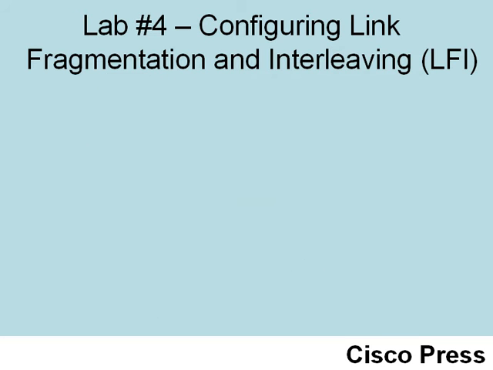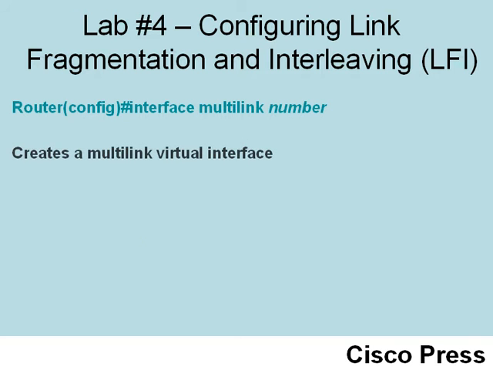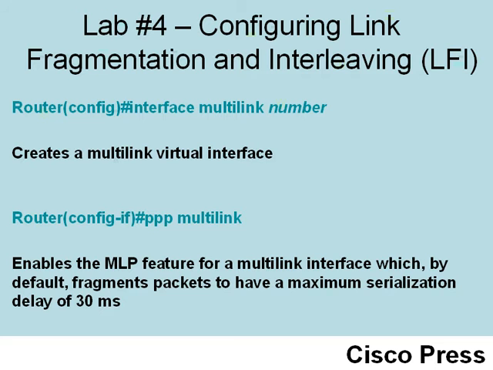Let's take a look at the syntax we're going to use. First, we are going to create a virtual interface, a multilink interface. We specify a multilink number. This puts us into interface configuration mode for this virtual multilink interface. Once we're in interface configuration mode, we say ppp multilink. And like we were saying, by its very nature, multilink PPP does fragmentation. The challenge, however, is the default serialization delay that it gives us is 30 milliseconds. Cisco's guideline is that we should be around 10 to 15 milliseconds. 30 is going to be too much, so we will want to adjust that.